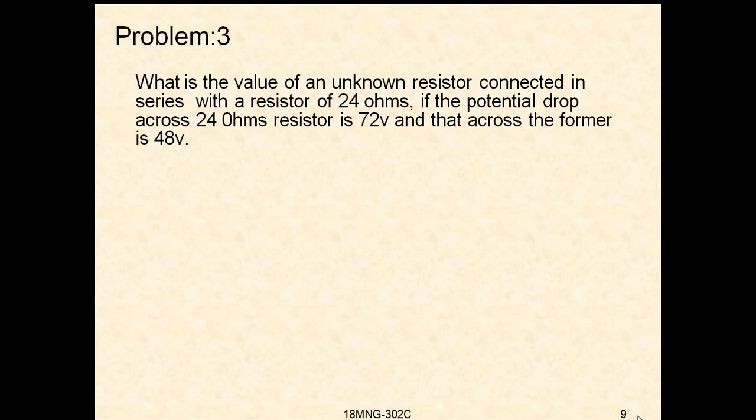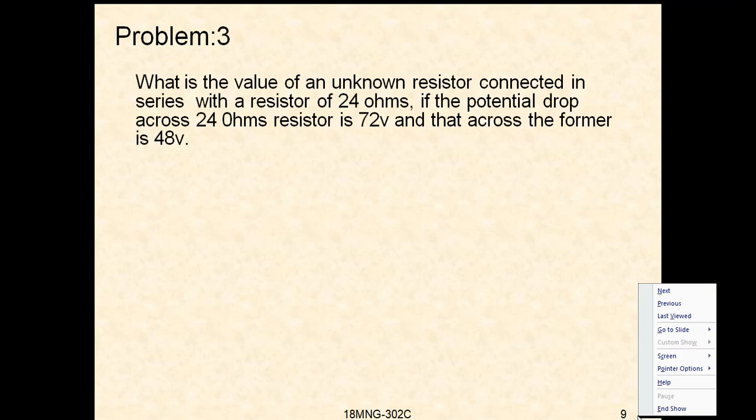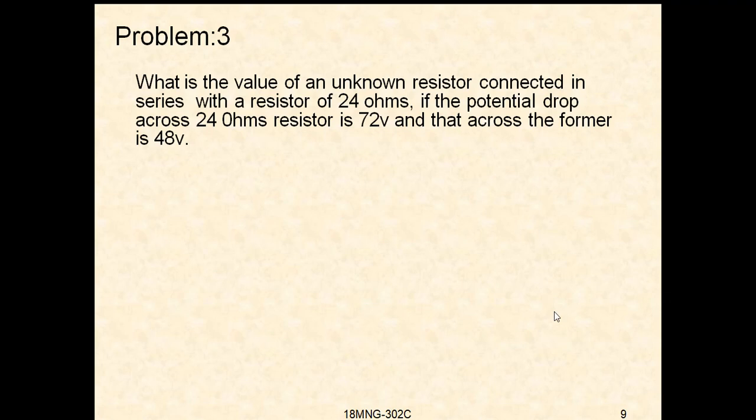Now let us see the third problem, that is, what is the value of an unknown resistor connected in series with a resistor of 24 ohms if the potential drop across 24 ohms resistor is 72 volts and that across the former is 48 volts.